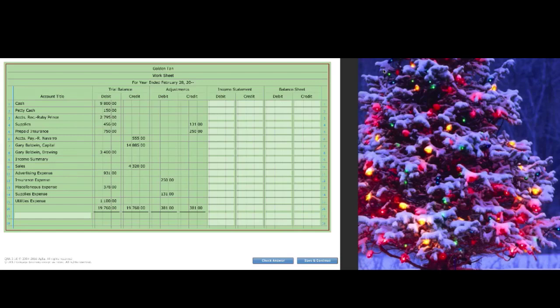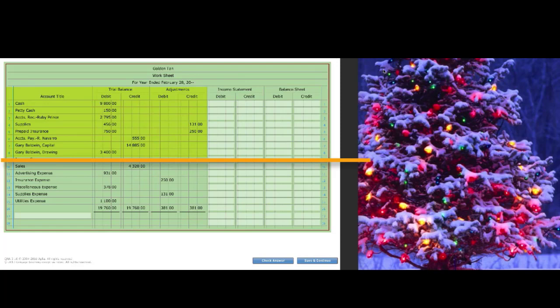Okay, so what we're practicing today here is completing our worksheet by extending our balances to either the balance sheet column or the income statement column. So the first thing I'm going to look at is that imaginary line that I draw right on income summary. And anything above the income summary line is either an asset, a liability, or an owner's equity. So one of our accounting equation accounts. And those are going to be extended onto the balance sheet.